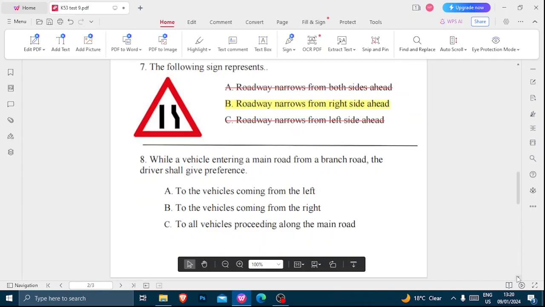Number 8. When a vehicle is entering a main road from a branch road, the driver should give precedence to, option A, the vehicle coming from the left. B, the vehicle coming from the right. C, all vehicles approaching along the main road. So if we are a driver coming from a branch road into the main road, what you should do is give the right of way to all vehicles approaching from the main road.